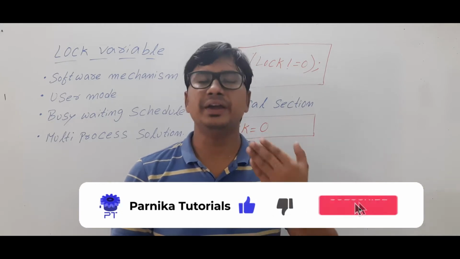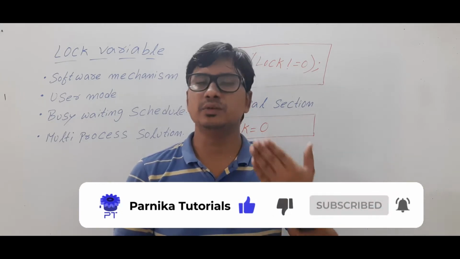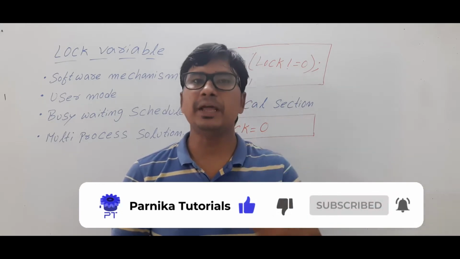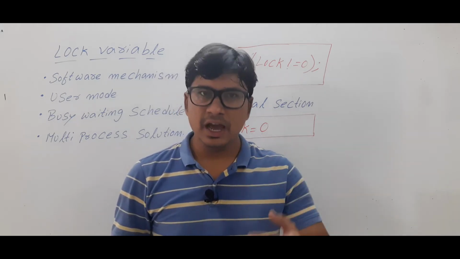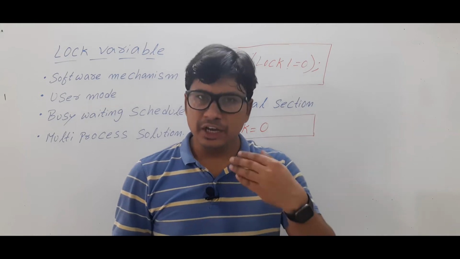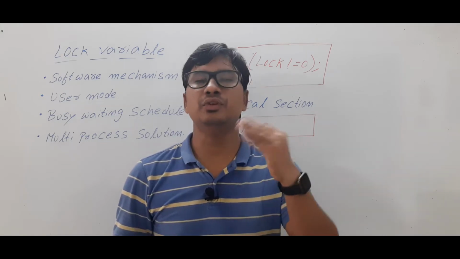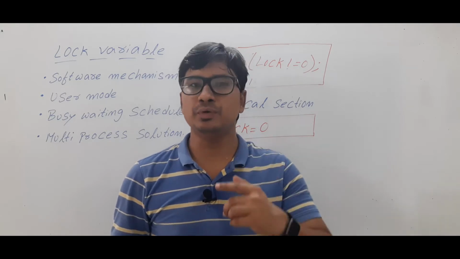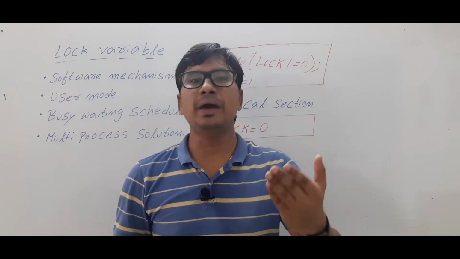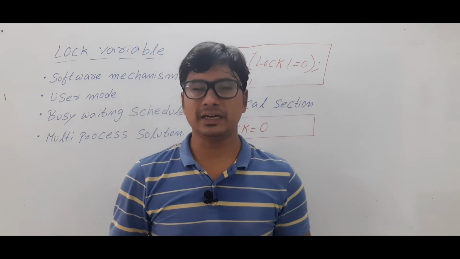In the last video, I discussed what a critical section is, what a race condition is, and the primary and secondary requirements of any process synchronization mechanism. I hope you have watched that video. If you did not watch it, or if you don't know concepts such as mutual exclusion, progress, and bounded wait, I request you to go back and watch that video and then come back to this video.